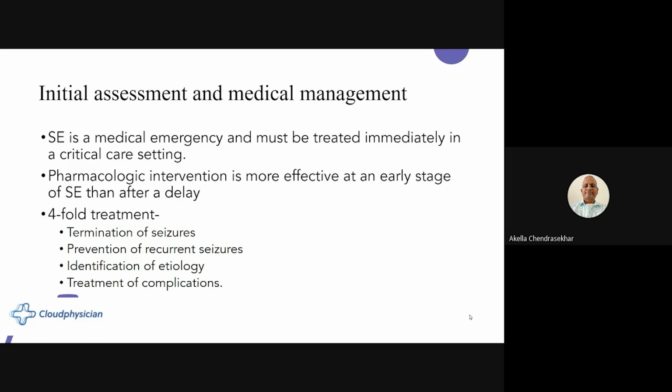Identify etiology. What caused the problem? This is very important. Because if you don't identify it, yes, you caught the patient this time, but next time you may not be able to catch the patient and the patient will arrest and die. So the urgency of finding the etiology is extremely important. Then also you're going to treat any complications. Keep an eye out for the complications.